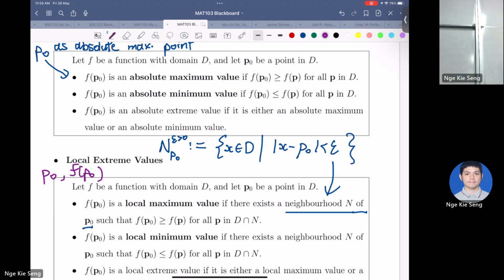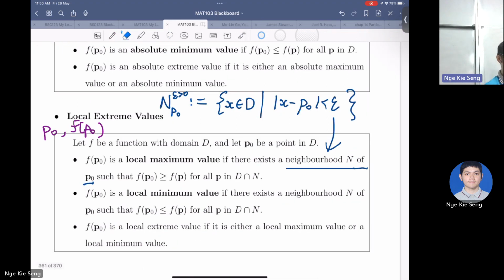Similarly, you can define a local minimum. And then we say that F of P naught is a local extreme value if it is either a local maximum or a local minimum value.